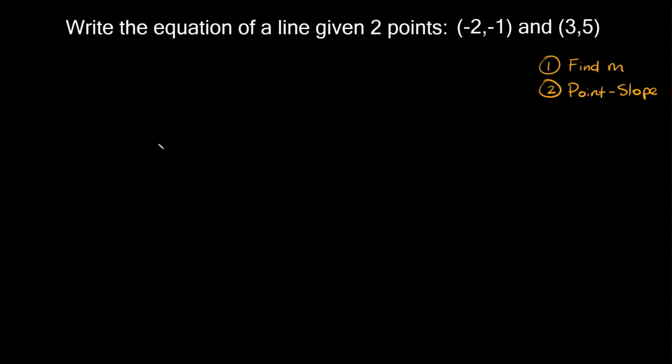So in this video, I'm going to teach you how to write the equation of a line given 2 points. So here, the 2 points that were given are (-2, -1) and (3, 5). So there's basically 2 steps to this. The first one is just finding your slope, m, and then the second one is going to be plugging in a point and your slope into the point-slope formula, right? So let's start with step 1, just simply finding the slope, m.